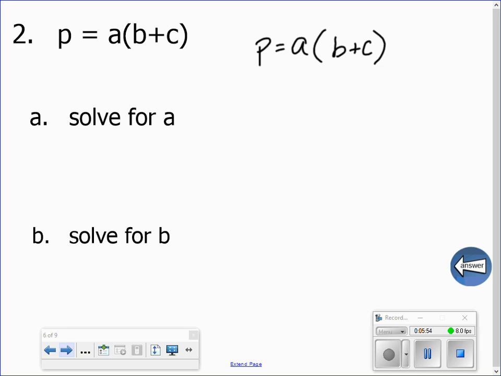So remember that we typically do parentheses last, but because both of these terms are inside the parentheses and the whole thing is being multiplied to a, we're just going to divide everything by this parentheses that's right here. We're going to look at this b plus c as one singular item. So we divide both sides by b plus c.